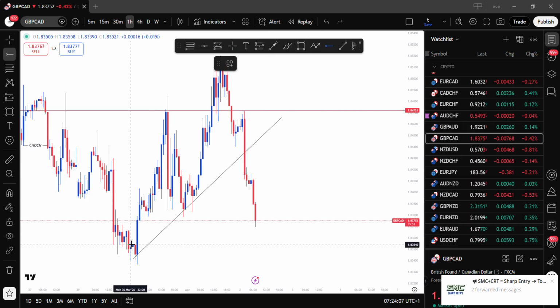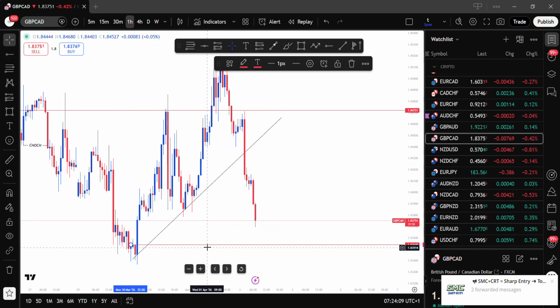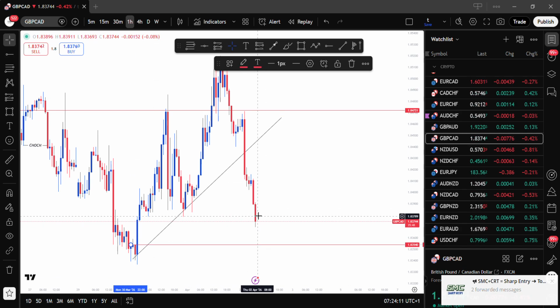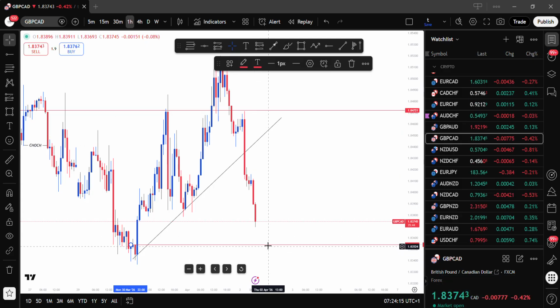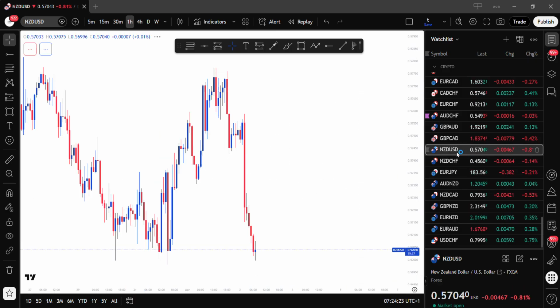If it does not stop at this point, if it does not get to this point, it makes a reversal to respect this. Then we should look for a sell to this point. But if it comes to this point, you should look for an entry from 15 minutes to confirm that this buy is going to hold or it keeps selling.